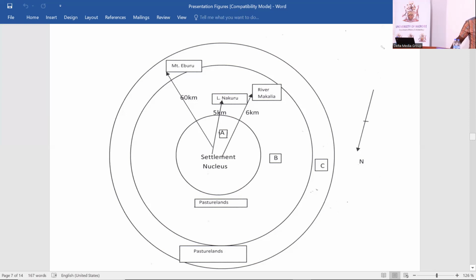And in each of these concentric lines, I do indicate where key points are. We have Mount Eburu at the outer circle. We have Lake Nakuru about 5 kilometers away. We have River Makaria 6 kilometers away, and pasture lands surrounding the nucleus of the settlement. So this is what also happens with the other sites like the Crescent Island.